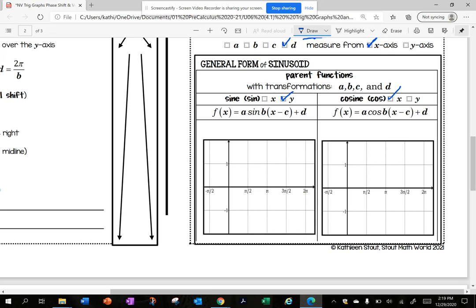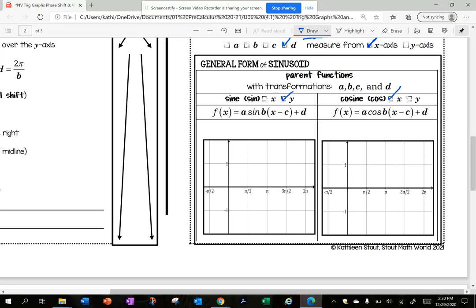Okay, so today we're going to be focusing on C and D. We've already previously talked about amplitude and B, which is the cycles in 2 pi. We talked about amplitude and period, or the cycles in 2 pi.